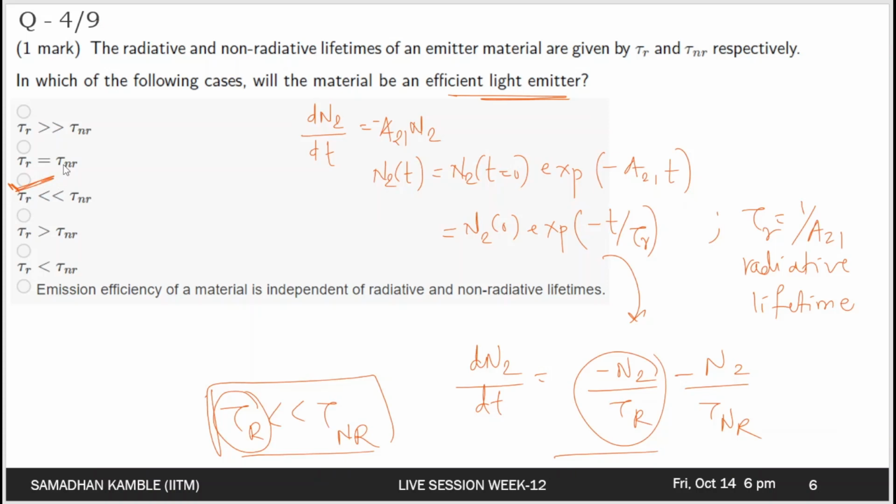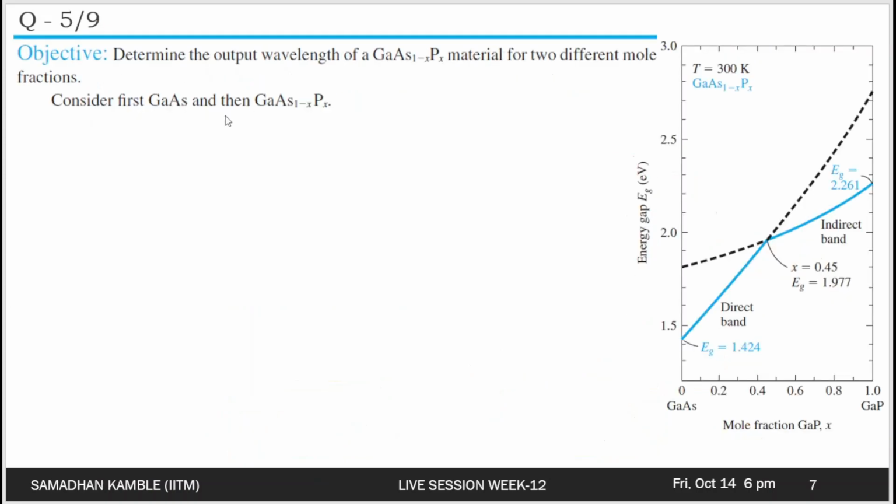Okay, so this is about question number 4, and then we will move to question number 5. This is something for a small calculation. The objective of the question is as follows. We want to determine the output wavelength of a gallium arsenide phosphide material for two different mole fractions, in which we first consider gallium arsenide and then the other material. Again, we are given the energy gap Eg as a function of mole fraction here for our reference.